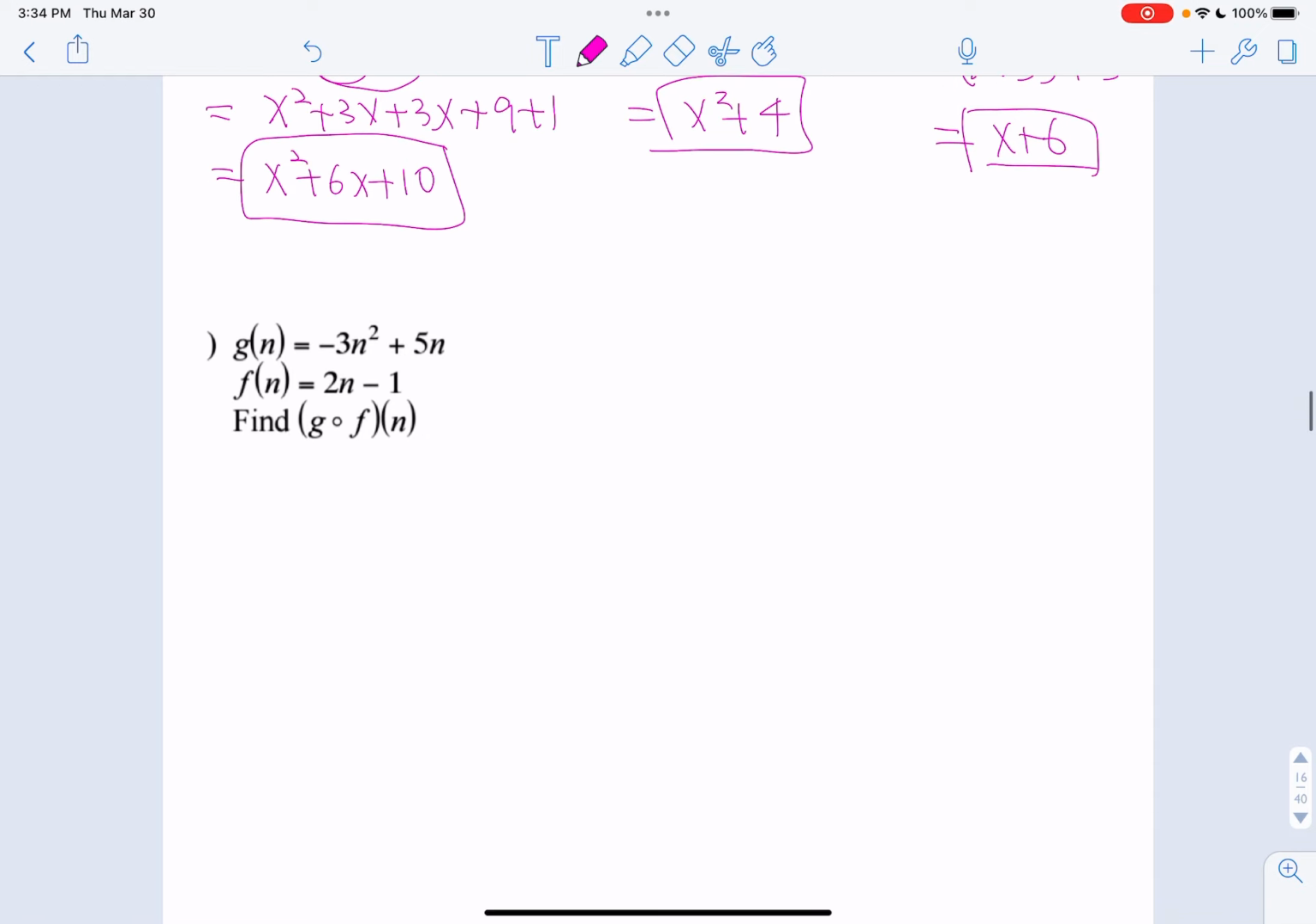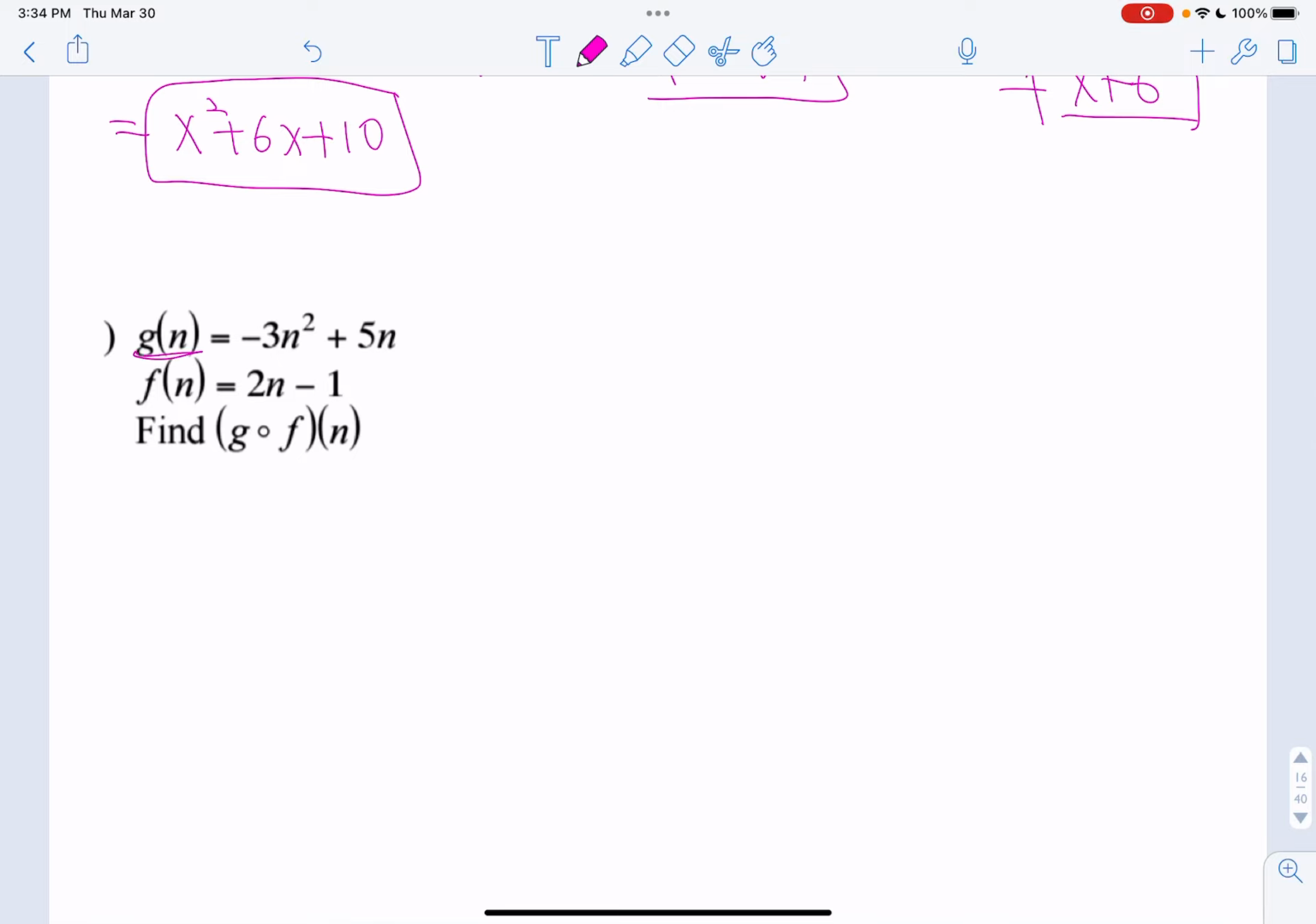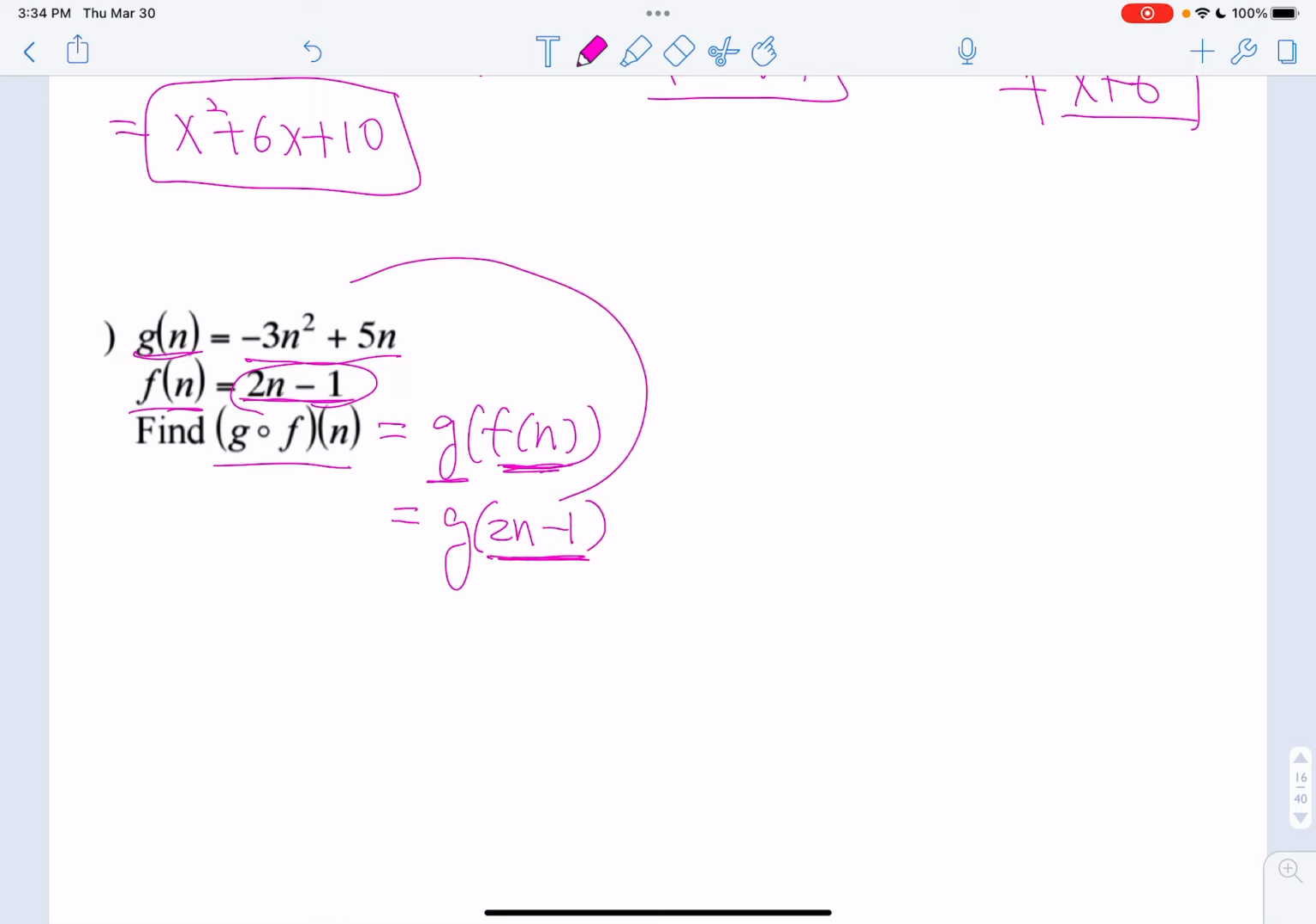And then let's do one practice problem. They said g(n) equal to negative 3n squared plus 5n, f(n) as 2n minus 1, and they want you to find g of f(n). So that means I can rewrite as g of f(n), and then you write f(n), this one, into the g(n) place. So 2n minus 1 like that. And 2n minus 1 now in the place of each n here. So it will be negative 3 times (2n minus 1) squared plus 5 times (2n minus 1). I just replaced 2n minus 1 into the place of n for the g(n) function.